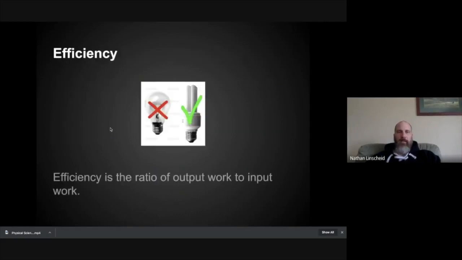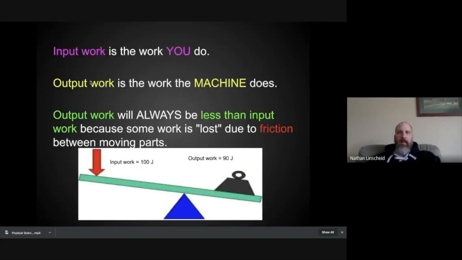All right, so then we get to something called efficiency. This is another way of figuring out how good our machine is. Efficiency is the ratio of output work to input work. So like we said, when you use a machine, you're doing it because you want to make work easier. But you are not doing less work. You're doing more work than you would do if you didn't use a machine. However, it's easier because you're maybe using less force.